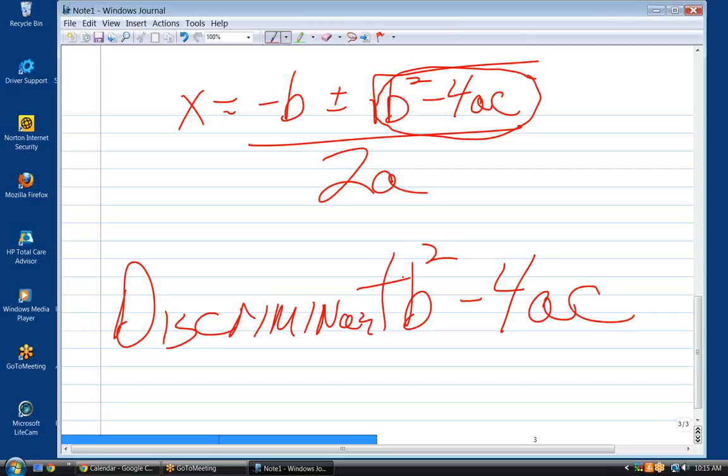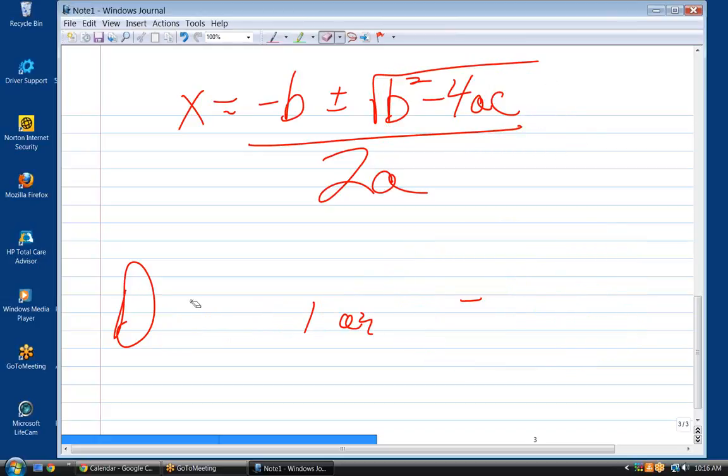Because if you're going to solve a quadratic and you want to determine whether or not they have real solutions or imaginary solutions, then you can examine the discriminant as your first step. If b squared minus 4ac is a positive number, then you are going to have 2 real solutions. If it's a negative number, you're going to have 2 complex solutions. And if it's precisely equal to 0, you're going to have 1 real solution. Okay? Let's talk about that for a second.